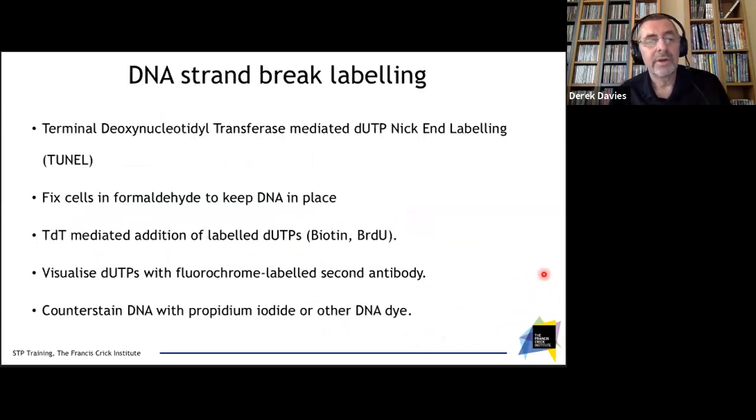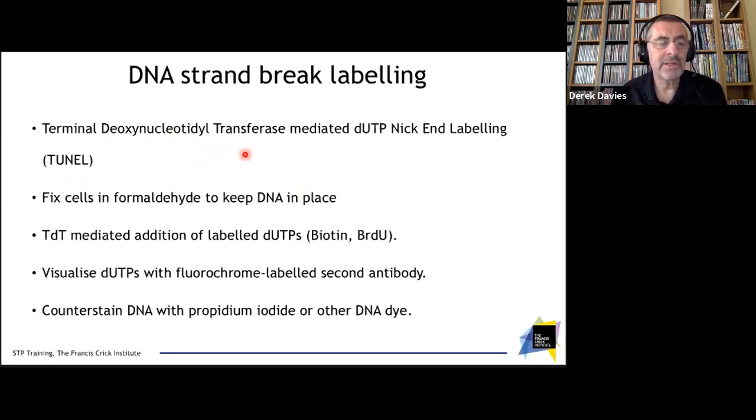And one other way of looking at DNA fragmentation is to use a strand break labeling technique, which we call TUNEL, which stands for terminal deoxynucleotidyl transferase mediated dUTP nick end labeling. Again, this is why it's abbreviated. We don't want to be saying that all the time. But it uses an enzyme, TdT, to bind a fluorochrome labeled nucleotide to a broken strand in DNA.